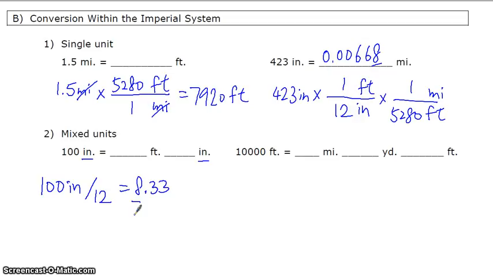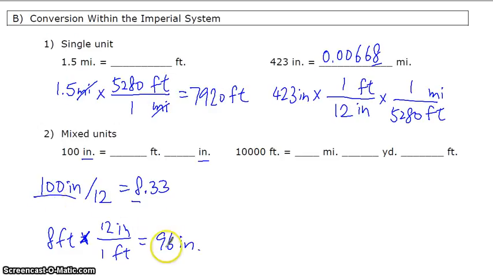Then you ask again: if I have 8 feet, how many inches is that? 8 feet is 96 inches. So of the 100 inches, you take 96 of them and convert them to 8 feet. So how many inches are left? 4 inches left. So that's the answer. This involves a little bit of work to convert back and forth.